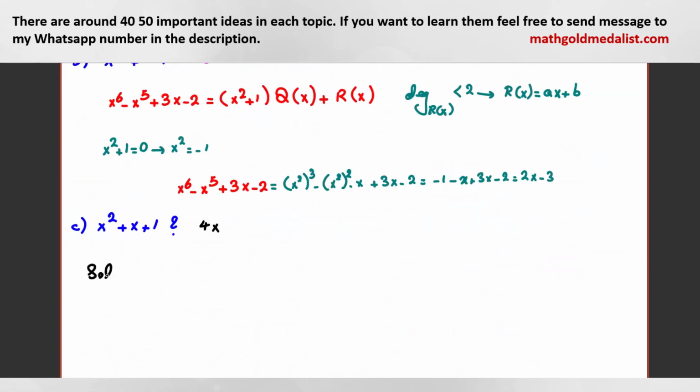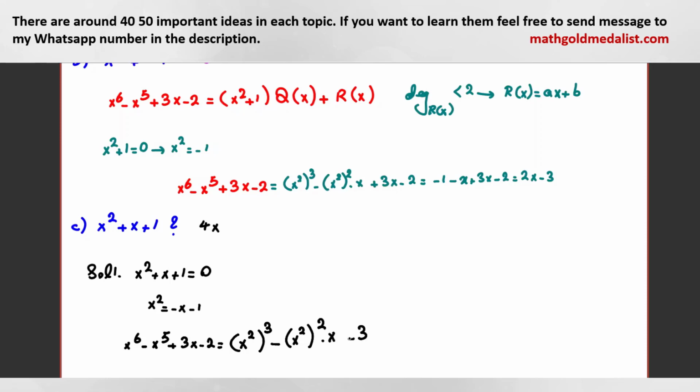Solution 1. Again, I should consider x squared plus x plus 1 equals 0, right? So I can say x squared is negative x minus 1, right? Solution 1 is a bit longer, solution 2 is so much easier. So let's apply this one first. Here it is x to the 6 minus x to the 5 plus 3x minus 2. I can say it is x squared cubed minus x squared squared times x plus 3x minus 2.